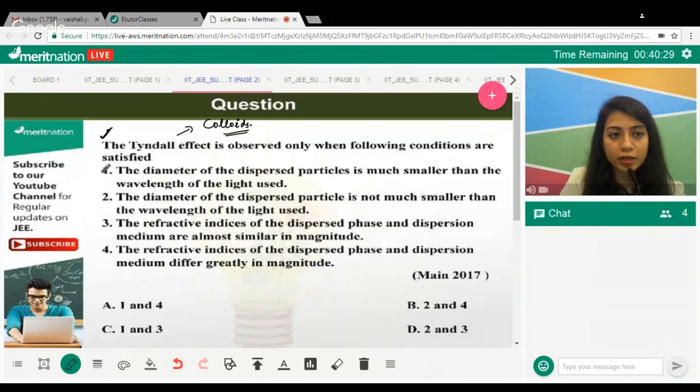The first option, that the diameter of the dispersed particles is much smaller, is wrong. It shouldn't be much smaller. It shouldn't be directly equal either, but it should not be much smaller than the wavelength of the light used. There should be a little difference between the wavelength and the diameter of the dispersed particle. The Tyndall effect is shown by colloidal particles because of their size. That is why it's not shown by the very small particles present in a solution, right?